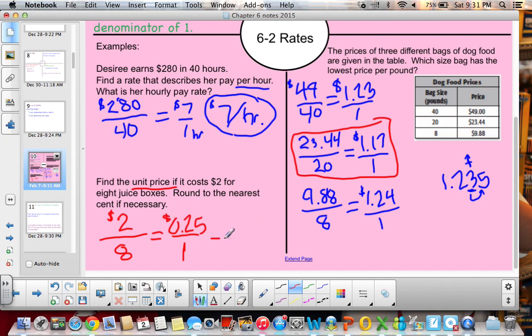So this tells me that it is 25 cents per juice box. I'm just going to write JB so you don't have to sit and watch me write out all of the words juice box. So this tells me that it's 25 cents per juice box.